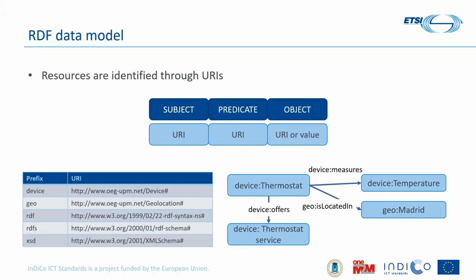Since RDF is grounded on the web architecture, the resources are identified through URIs. For example, the subject thermostat that I mentioned in the previous slide needs to be associated with a URI, as the one that is in the slide. This also happens with the predicates and the objects, for example with measures and temperature. All these subjects, predicates and objects need to be identified through a URI.